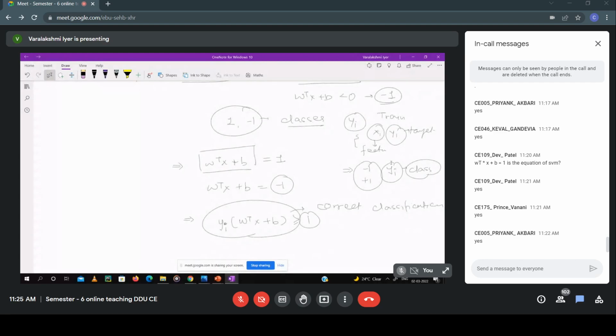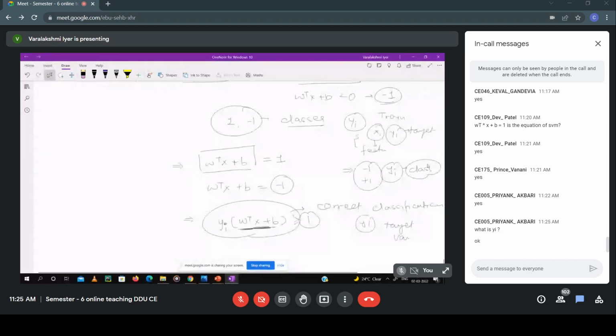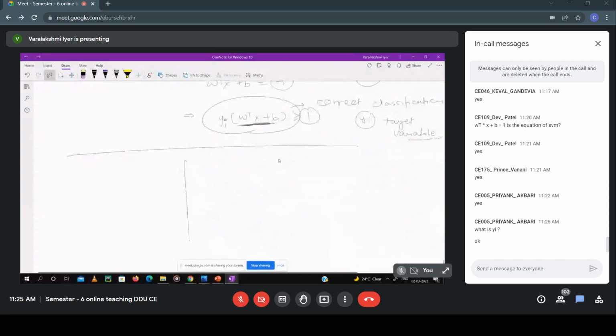Let us consider yi as the target variable. Okay, let us go through it in detail. Now we are trying to create a decision rule. Decision rule means, for example, if W transpose X plus B is greater than 0, then the point will be classified into the C1 class, and if W transpose X plus B is less than 0, then it will be identified in the C2 class. For example, let us consider the hyperplane equation 2x plus 3y plus 3 equals 0.